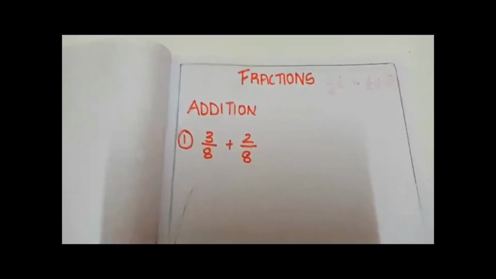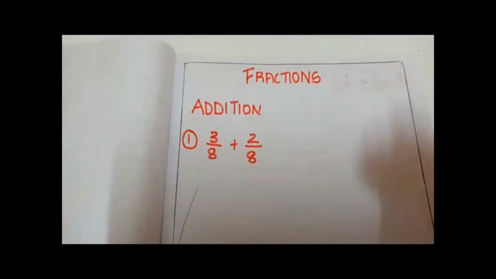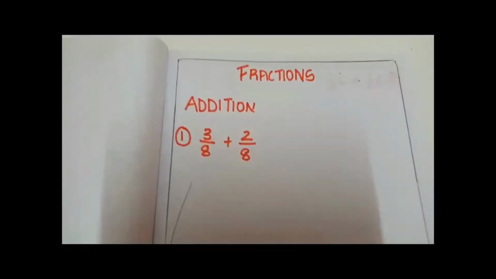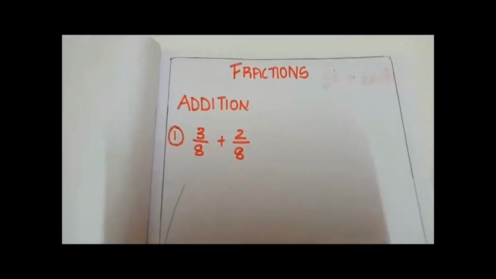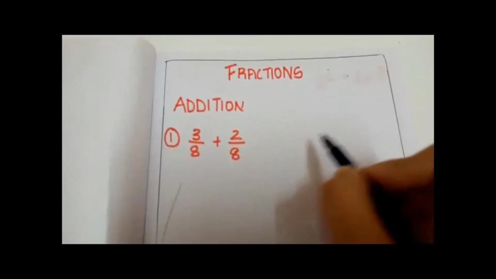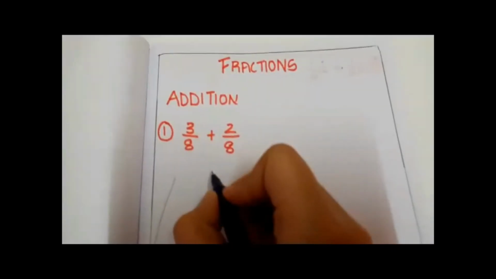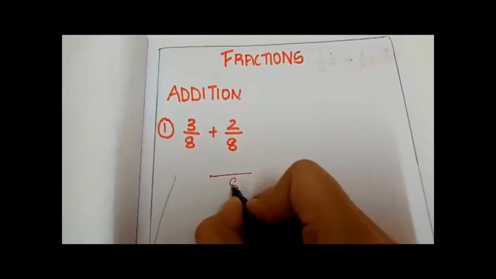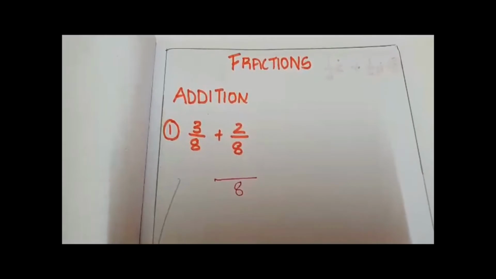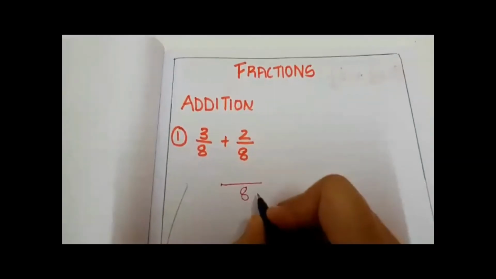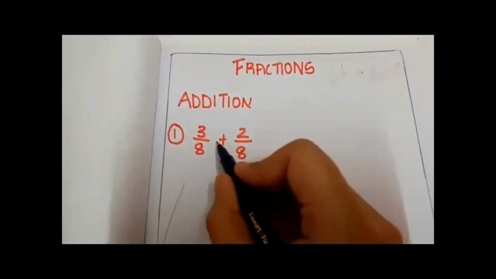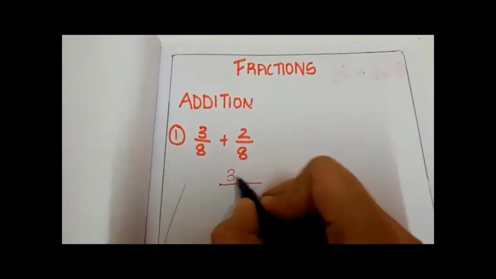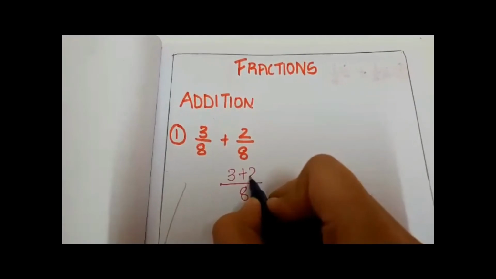So let's see how to solve a like fraction. Like fraction is a fraction whose denominator is same. So we'll do it step by step. First step, if the denominator is same, we'll write it commonly. 3 by 8 plus 2 by 8, the denominator is same, so we'll write the denominator commonly. Now, we have to add the numerator, so we'll write it 3 plus 2.